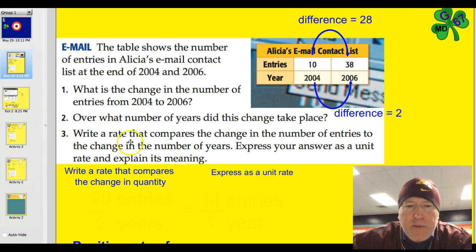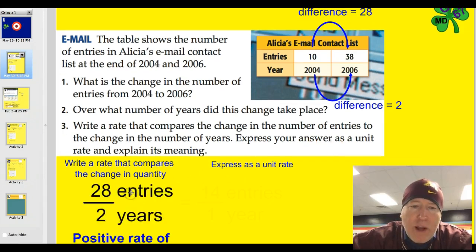All right, so this is kind of the whole crux of the target right here. Write a rate that compares the change in the number of entries to the change in the number of years, and express your answer as a unit rate, and explain what it means. All right, so if I write that out, I've got a total of 28 entries in 2 years.